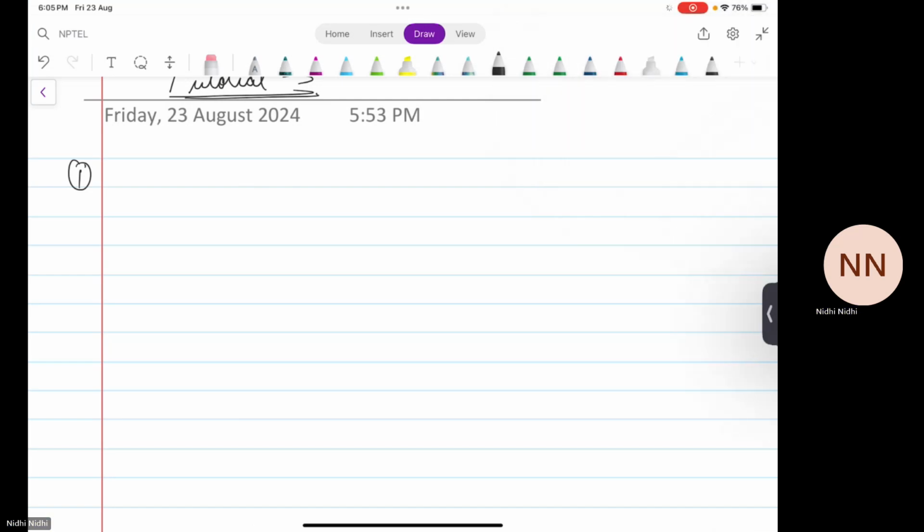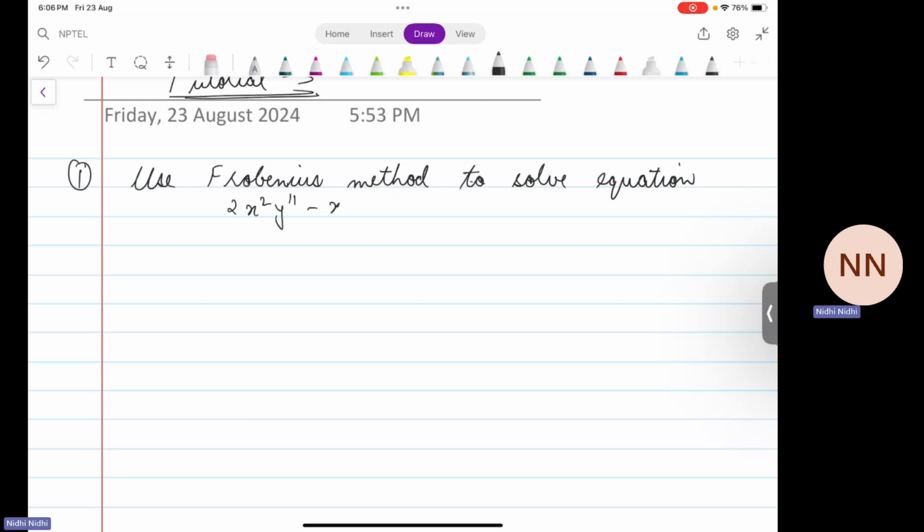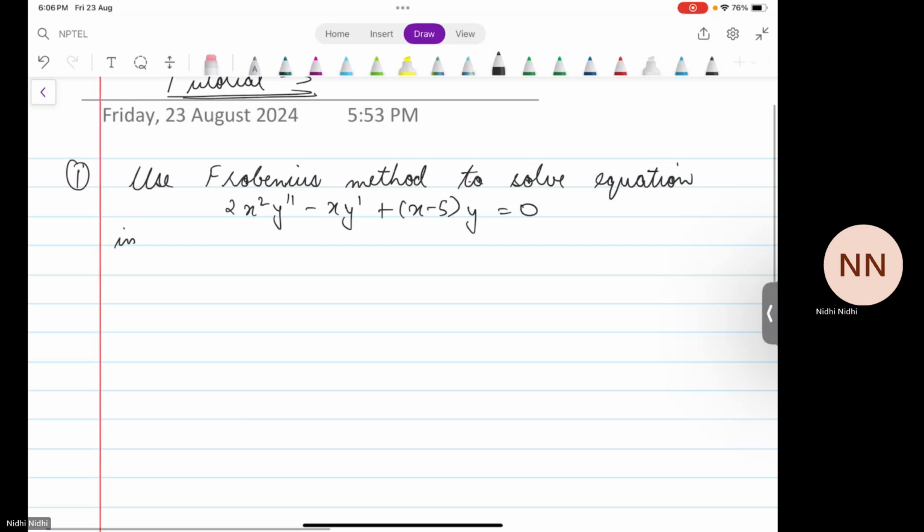Question 1. Use Frobenius method to solve equation 2x square y double dash plus y dash plus x minus 5y is equal to 0 in some interval 0 to r.